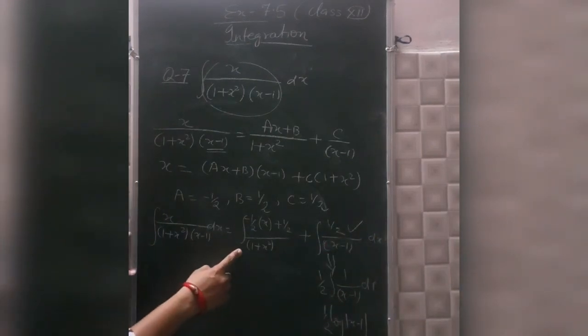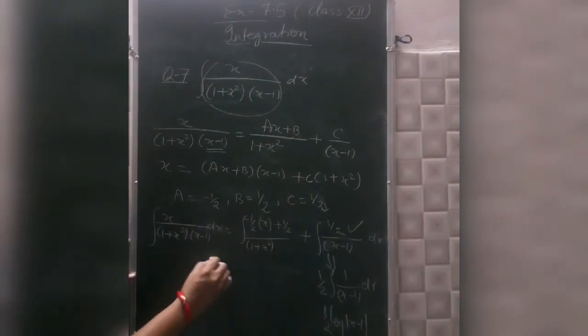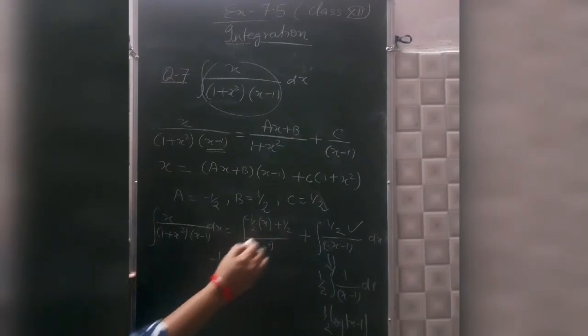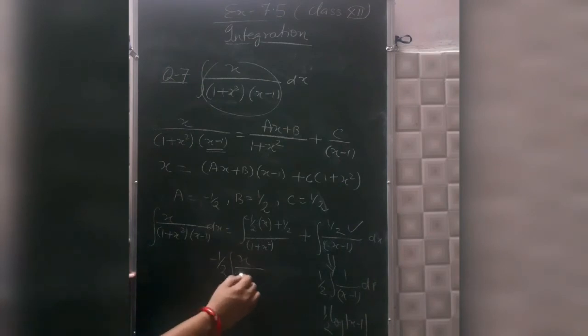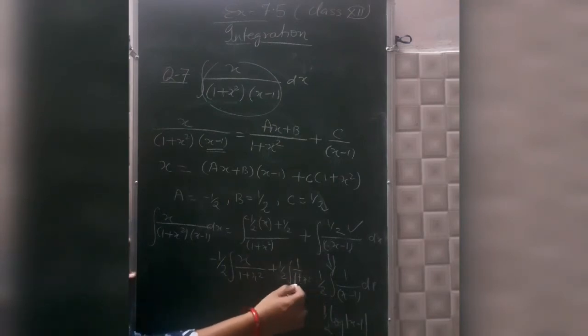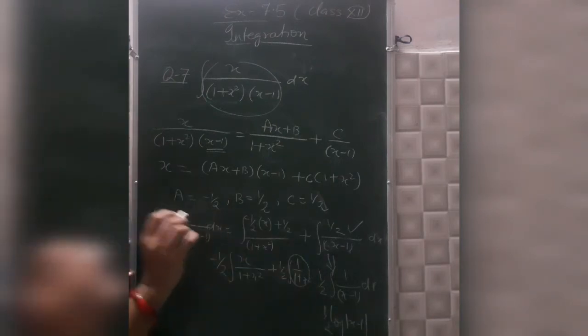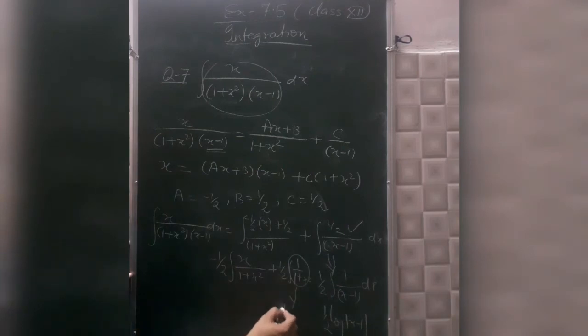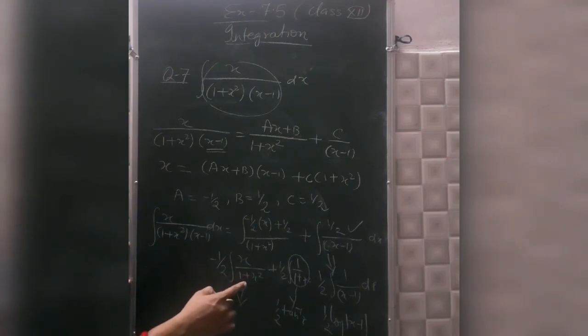Now see the first part. In the first part, you can again break this integration in two parts. Minus half you can take common, it becomes x by 1 plus x square plus half times 1 by 1 plus x square, and all of you know that integration of 1 by 1 plus x square is tangent inverse x. This half remains as it is, but here you can use the method of a linear expression divided by a quadratic expression.